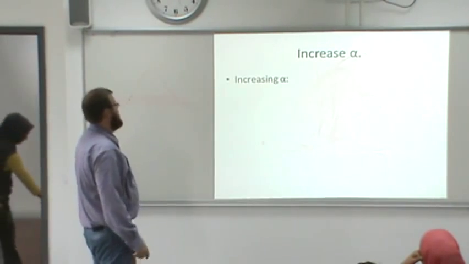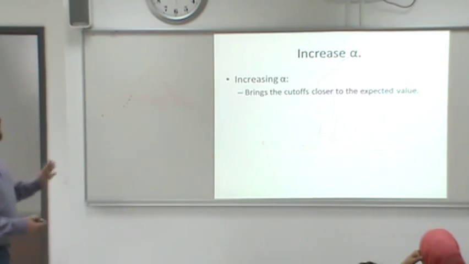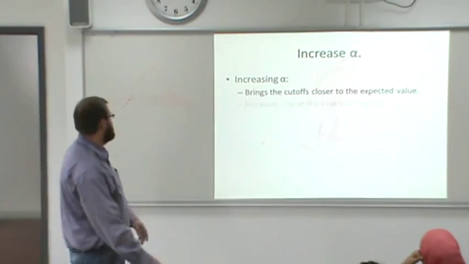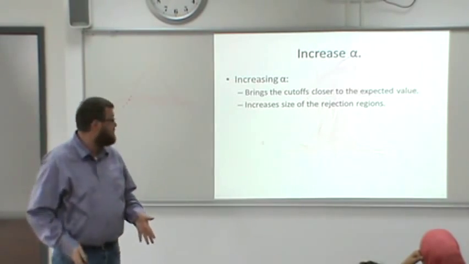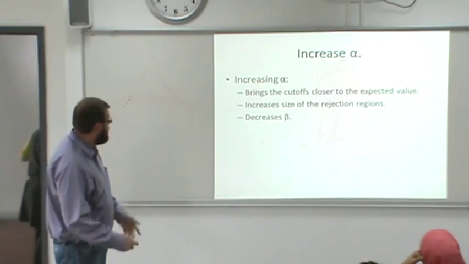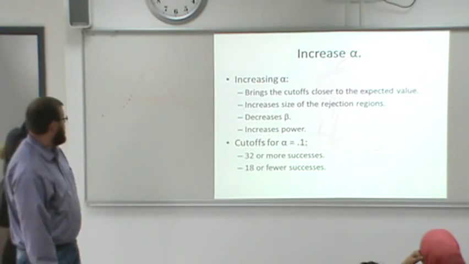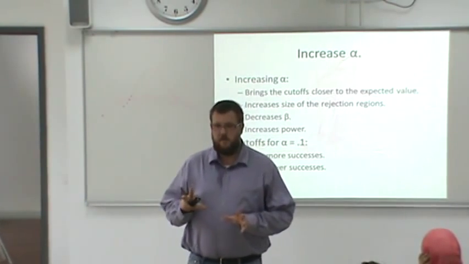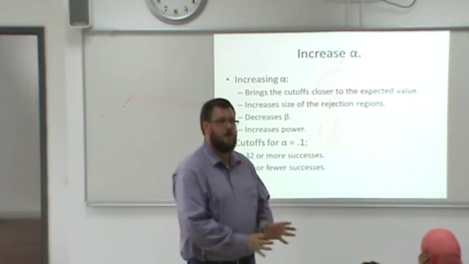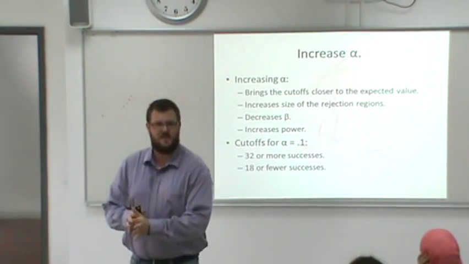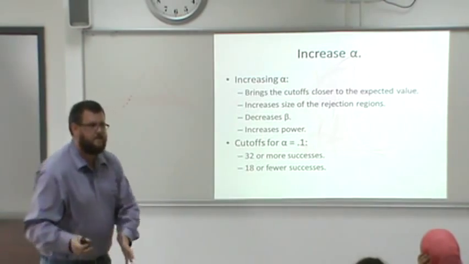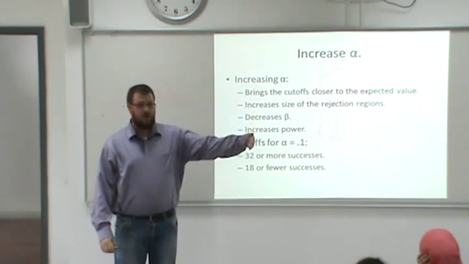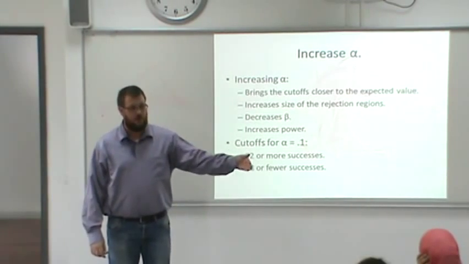Let's look at increasing alpha first. Increasing alpha is going to bring the cutoffs closer to the expected value, and we'll show this in just a second. This is going to increase the size of the rejection region, which will decrease beta and increase power. Before we used an alpha of 0.05, and with an alpha of 0.05, the cutoffs were 33 or more and 17 or less. If we increase alpha to 0.1, instead of needing 33 or more, now we just need 32 or more.